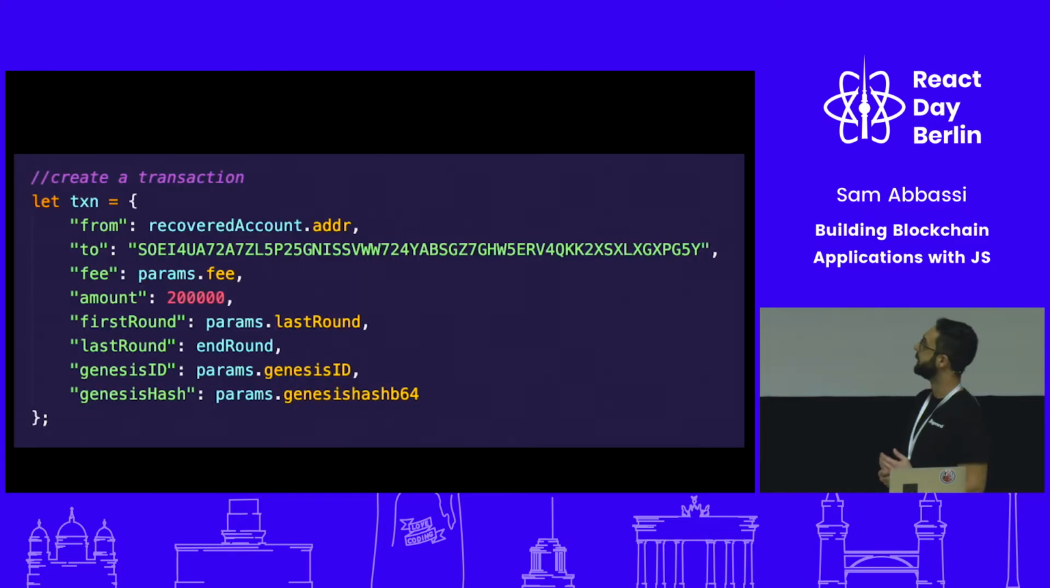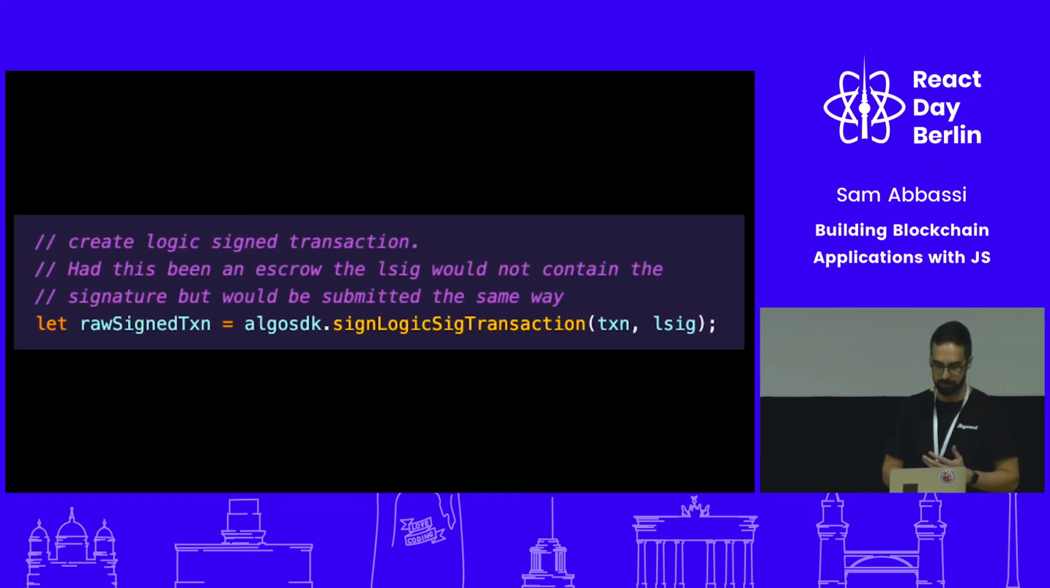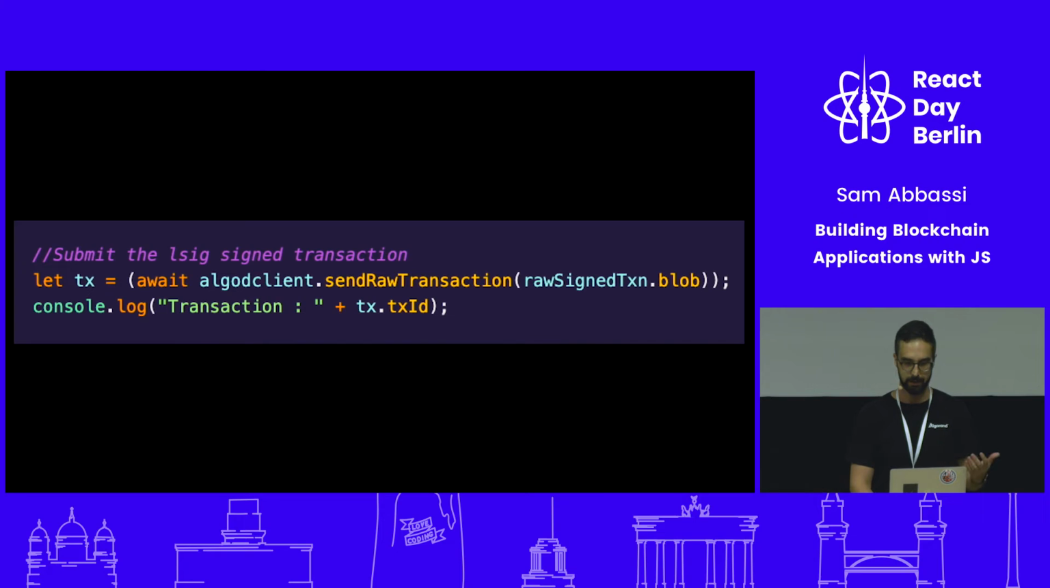And here's an example in JS for a transaction construction, right? So you have different fields here, from, to, a fee. If you're familiar with blockchain, this should look similar, as well as first round, last round, when your transaction is valid, for what block range within the blockchain, as well as information about the network with Genesis ID and your Genesis hash. So here's an example of signing the transaction. In this case, it's called logic sig, which is our way of creating and handling smart contracts. And then here we are submitting that transaction to the network as well.